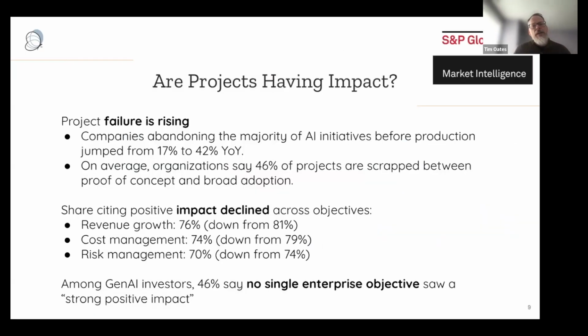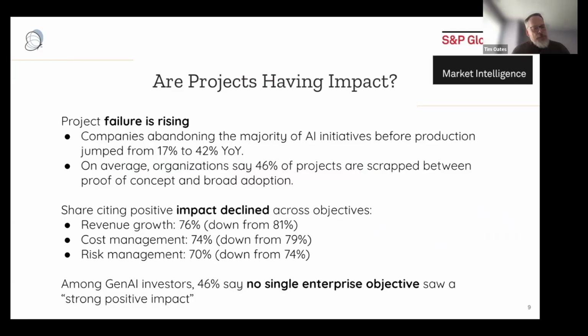making progress on these kinds of projects. And then finally, are the projects having an impact? S&P Global Market Intelligence produced a report with a lot of really interesting statistics in it. The thing they talked about that's kind of shocking is that the failure rate is rising. Companies were abandoning AI initiatives before production. It went from 17% to 42% year over year. Now, the question is, why is that happening?